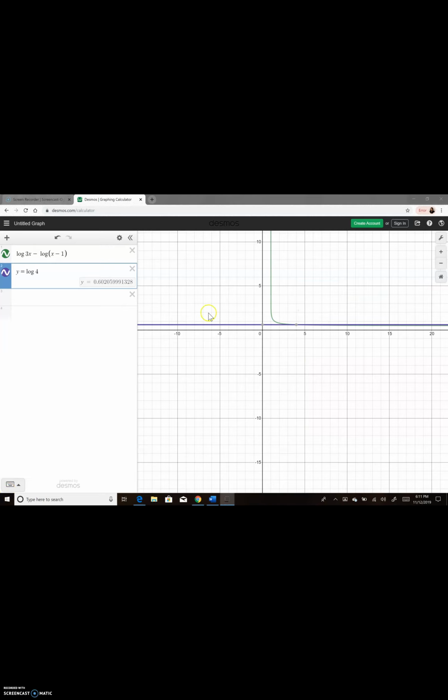And so when I graph both sides of that equation, you can see right here that my answer was x is equal to 4. That is where the two sides of the equation intersect.